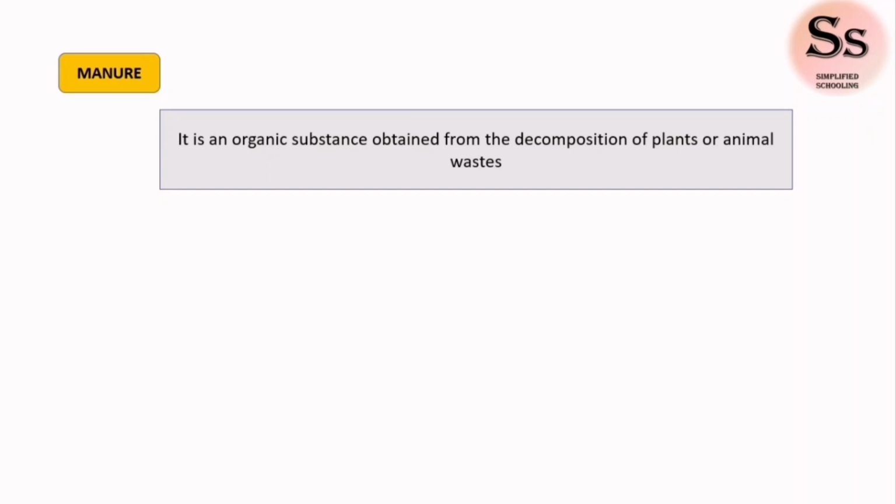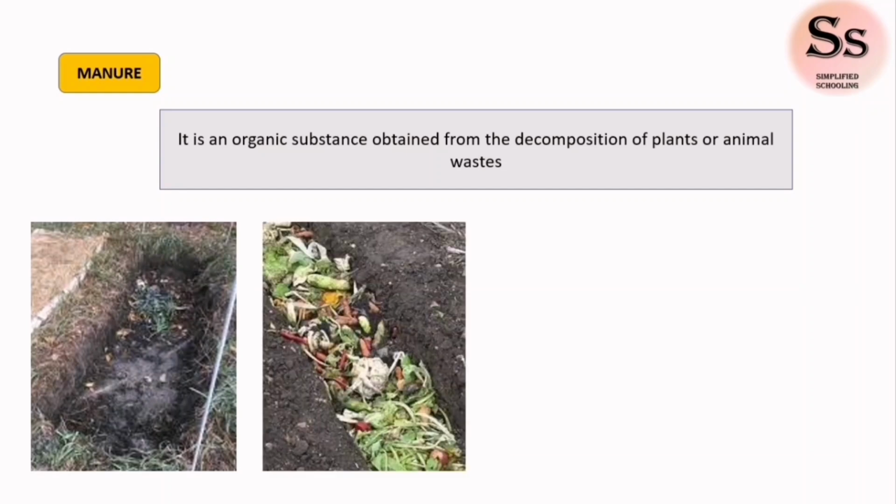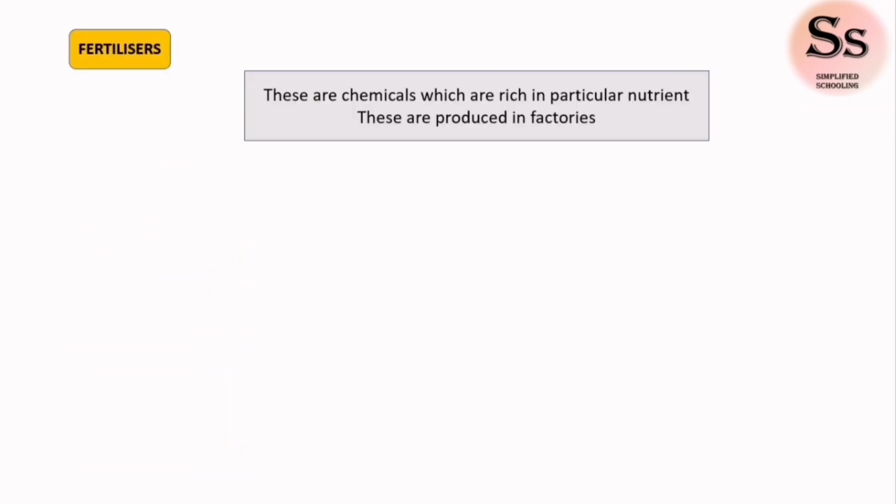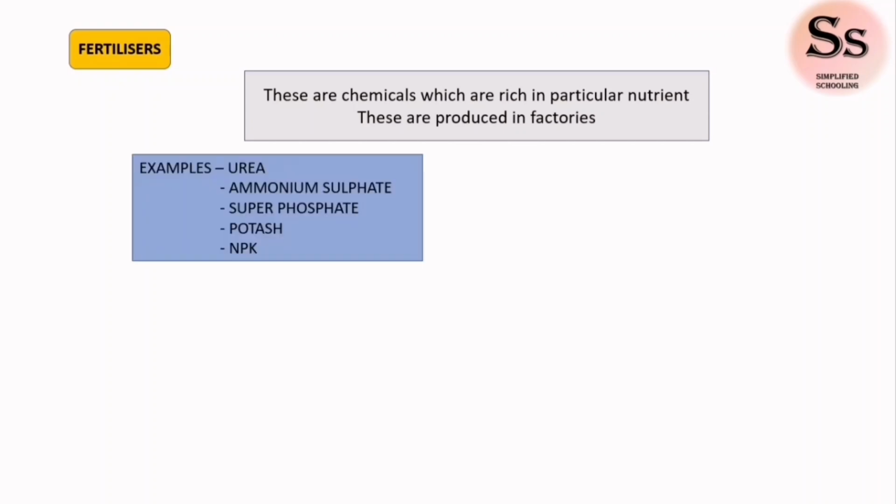As discussed earlier, manure is an organic substance obtained from the decomposition of plant or animal waste. Its advantages are that it replenishes the soil with nutrients, and it improves the soil texture as well as its water retaining capacity. Now let's have a look at fertilizers. Fertilizers are chemicals which are rich in particular nutrients, and these are produced in factories. Examples of fertilizers are urea, ammonium sulfate, superphosphate, potash, and nitrogen phosphorus potassium, that is NPK.